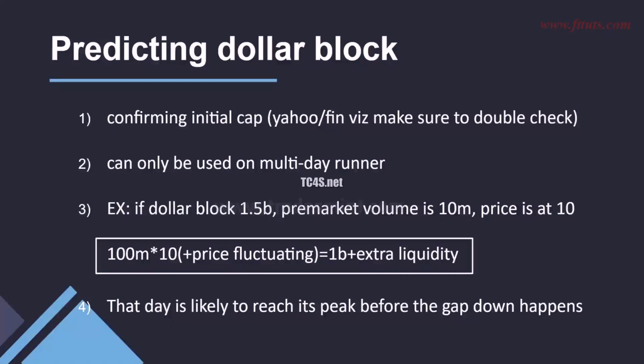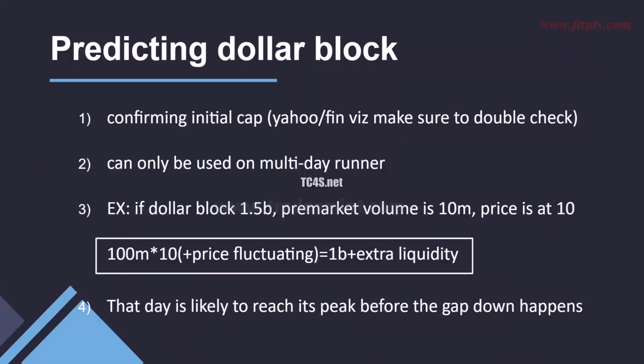Right here, I'm going to talk about how to really predict them and also how to use them to avoid your FOMO. And here is the equation. So first one, I think I explained the dollar block amount to you guys. There is a specific number for that. Let's assume the dollar block is 1.5 billion, the pre-market volume is 10 million, and the price is at 10 right now. So you're using estimated volume, which will be 100 million. It's pre-market volume times 10, right?